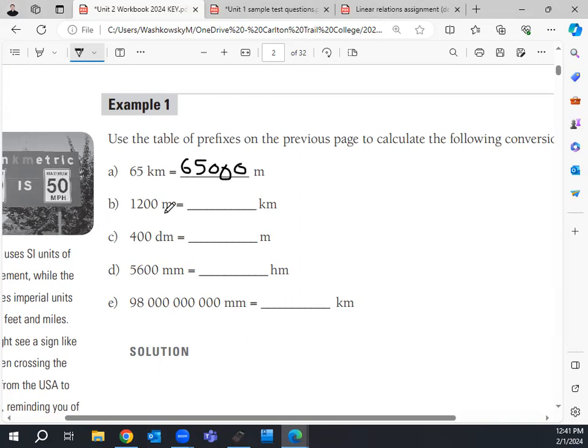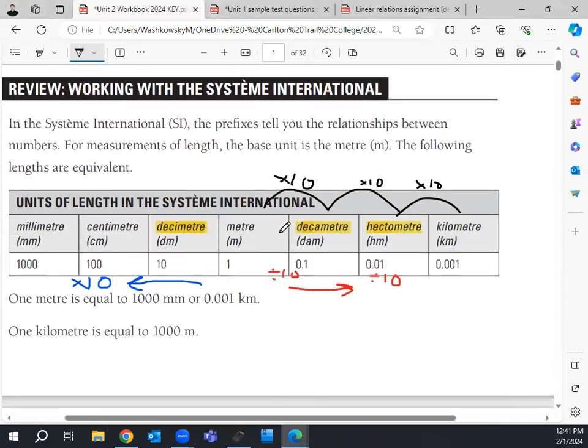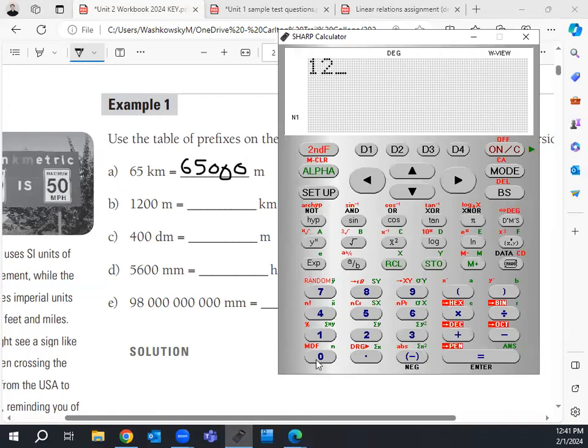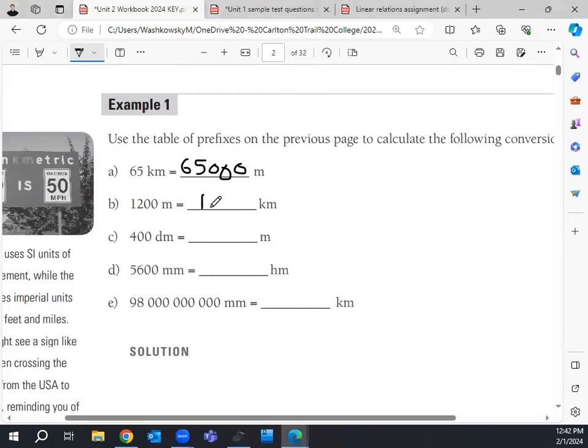But the same is true the opposite way. When I'm going from meters to kilometers, when I'm going from left to right, it is dividing by 10 each time. So now I'm taking that 1200 and I'm going to divide it by 10 3 times, because that's how many spaces it has to go. And I can see that 1200 meters is only 1.2 kilometers.